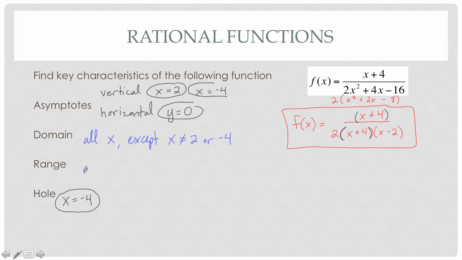For the range, it's all y values except for the horizontal asymptote. So except for y equals 0. Y can't be 0. I'm never going to get a y value of 0 in this function. So there we go. Again, taking our graph, thinking critically about the numerator, denominator, factoring, thinking about what's dividing by 0 helps us find all these values. Let's go ahead and take a look at the graph and just verify some of these things we found here.